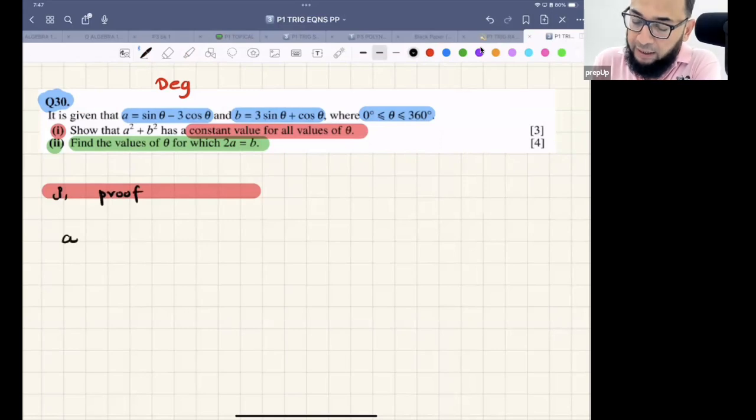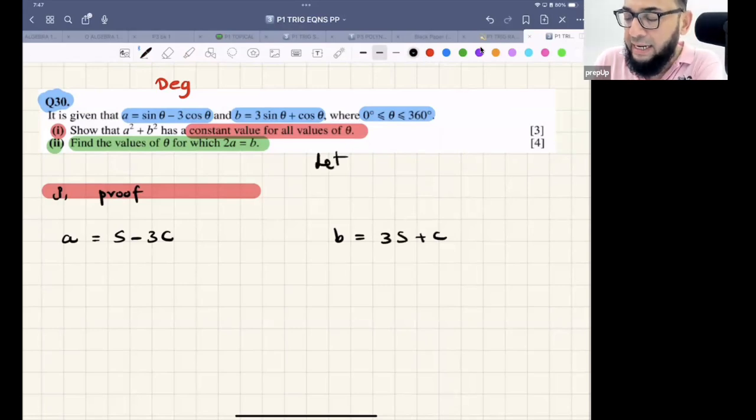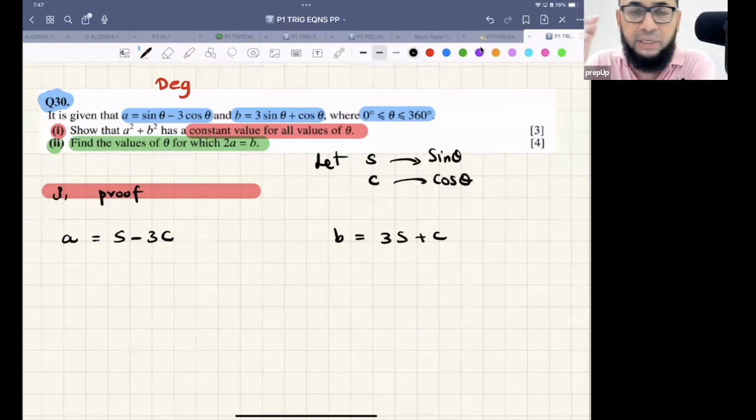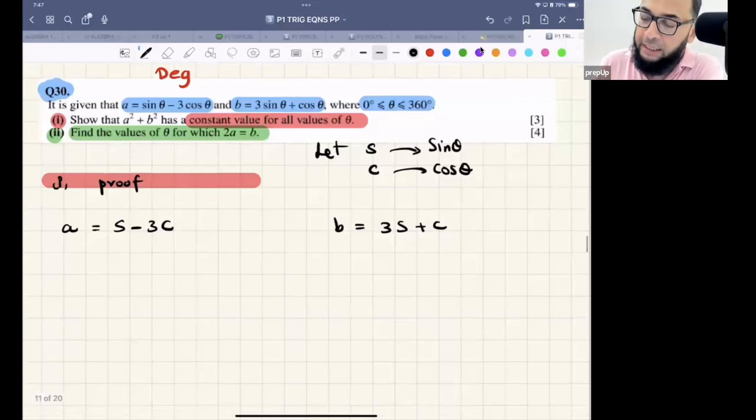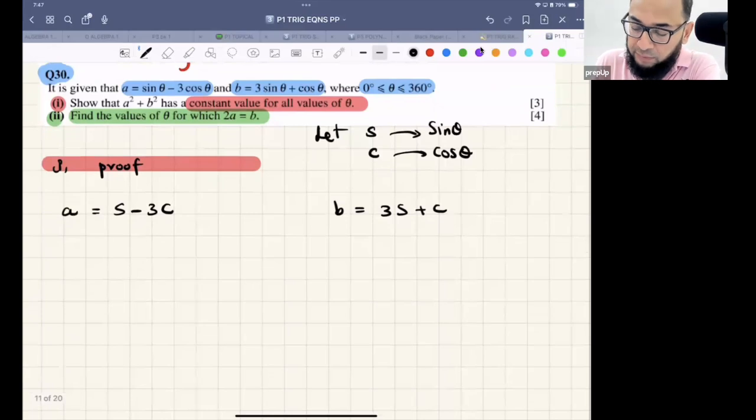Now a is s minus 3c, and b is 3s plus c. What is s? I am writing: let s denote sine theta and let c denote cosine theta. If I can convey it to the examiner at the onset, at the beginning, that is perfectly fine. So just reduce your working where possible.